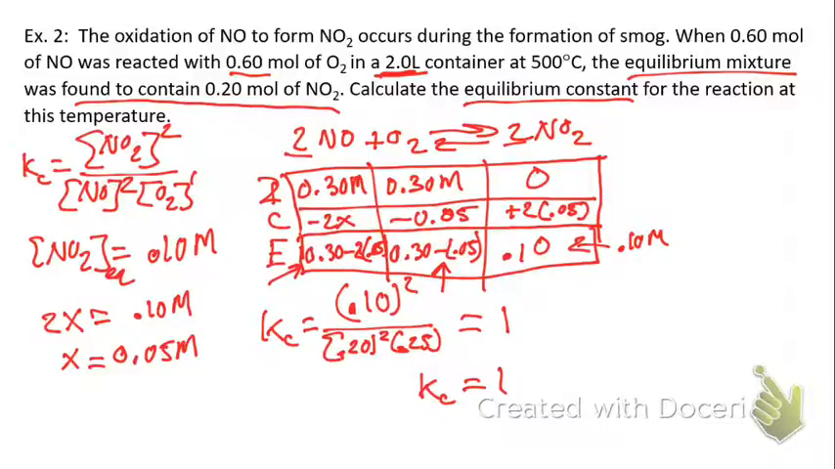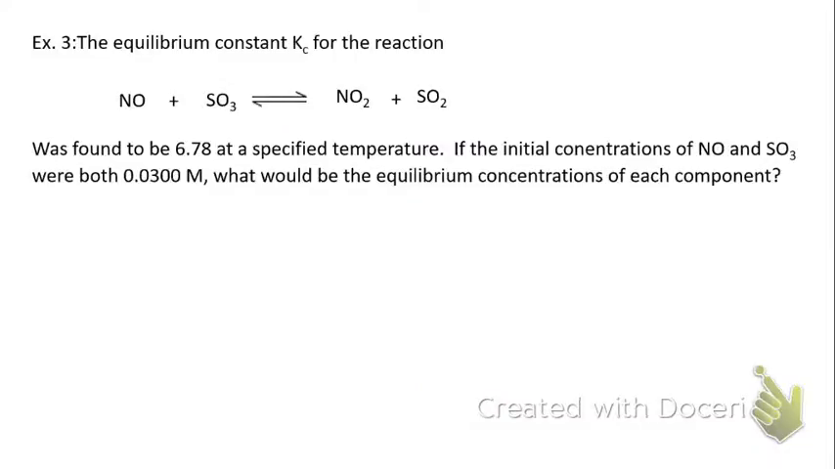All right, let's go to our next equilibrium problem. Now things are going to get a little different with this problem. We have our chemical reaction already written out for us, and this time we are given the Kc value. The Kc value for this reaction is 6.78 at a specific temperature. The initial concentrations of NO and NO3 were both the same, and what they want us to do is figure out the equilibrium concentrations given the Kc value.